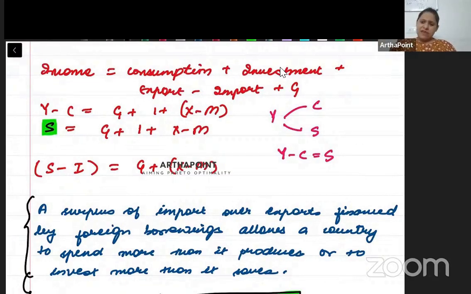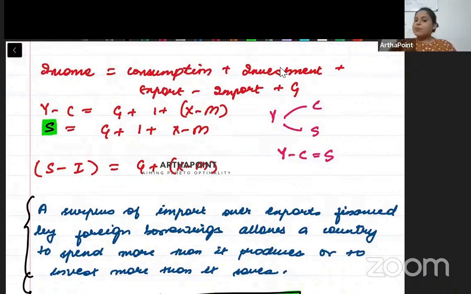It says that savings, domestic savings, can be used for government expenditure. It can be used to give borrowings to government. It can be used for the purpose of investment. And it can be used for the purpose of net exports, right?